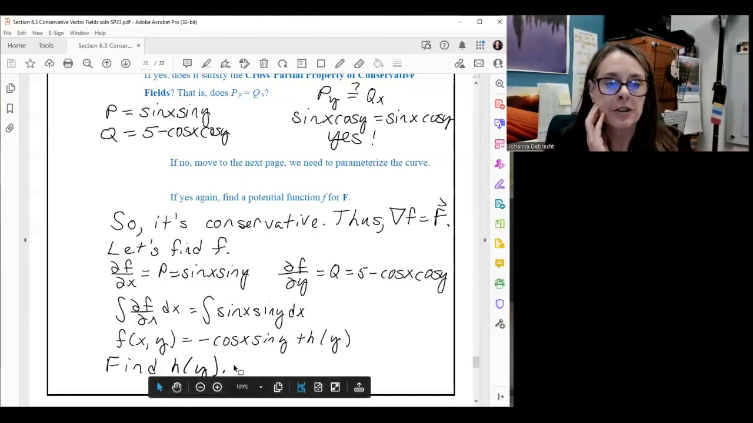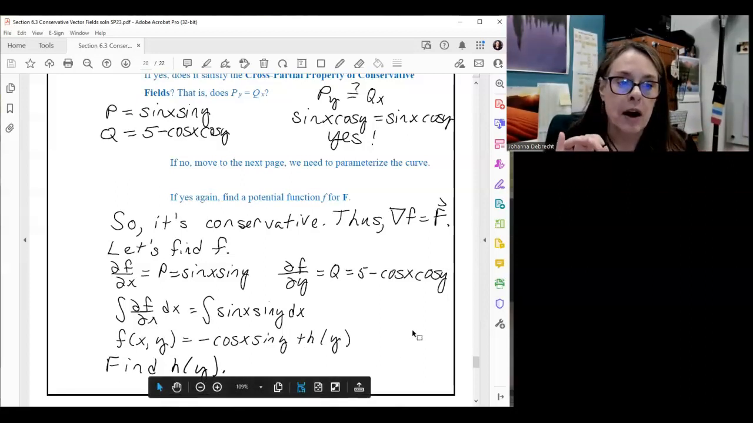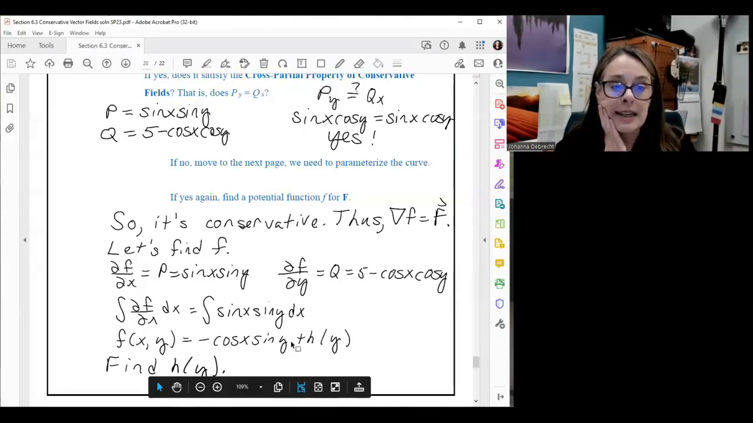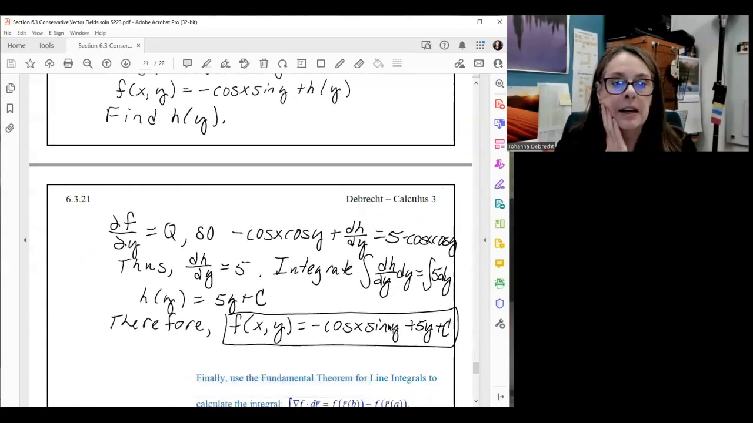So now I need to find h of y. In order to find h of y, I've got my candidate here for the potential function f. So I'm going to use this relationship right here to try to find this h of y that I don't know. I know that the partial of f with respect to y should give me q. And since I think this is what f looks like, I should take the partial of this with respect to y and set it equal to q, which is 5 minus cosine x cosine y. So I set these equal. Notice that I get a negative cosine x cosine y on both sides.